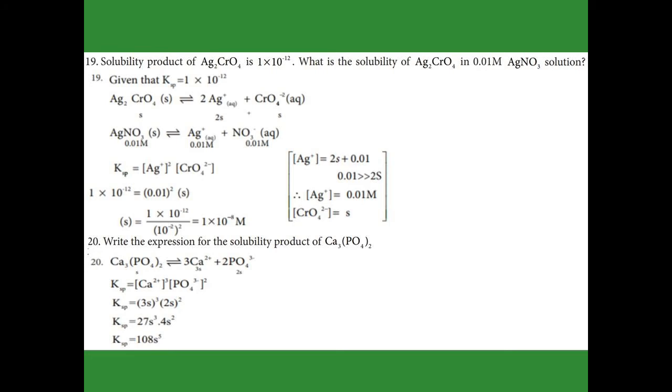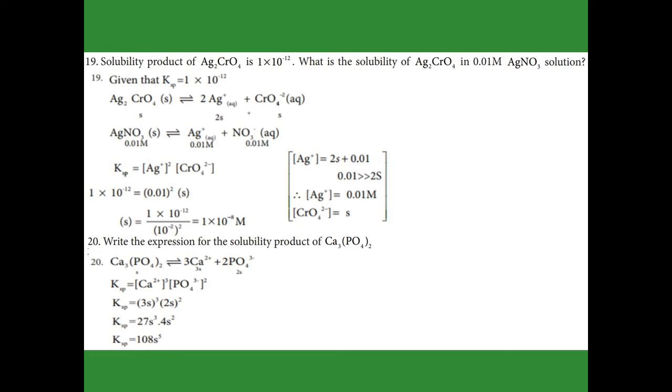On the reactant side there are 2 silvers, so we have to put 2 moles in front of the Ag plus, and only 1 CrO4, so for CrO4 2 minus the number is 1, so we never put any number there. Then silver nitrate splits as Ag plus plus NO3 minus. The silver nitrate molarity is given as 0.01 molarity, so it splits as 1 mole. So the Ag plus concentration is 0.01 molarity and the NO3 minus molarity is also 0.01 molarity.